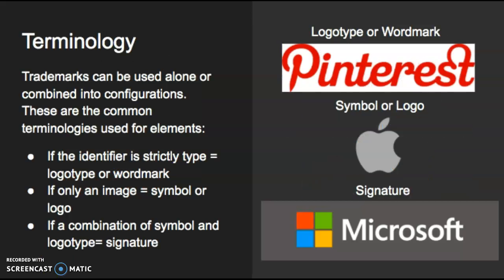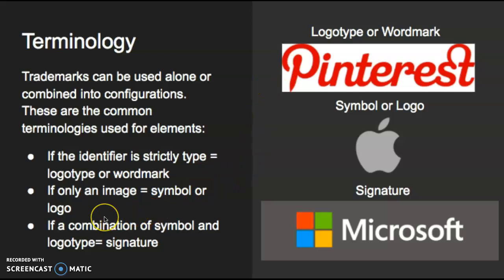So yeah. All right, so now we're into our terminology portion. This is going to be the part that's mainly being tested on in the little mini quiz, so please be paying attention. It says that trademarks can be used alone or combined into configurations. These are the most common terminologies used for the elements. So we've got the logotype or word mark, and this is if it's strictly type. That means if it's strictly words that's just being played with. So for instance, we have our Pinterest one. If you guys are really into Pinterest, you also know that there is a symbol for Pinterest, but for these purposes alone, we're going to just look at its logotype or word mark.